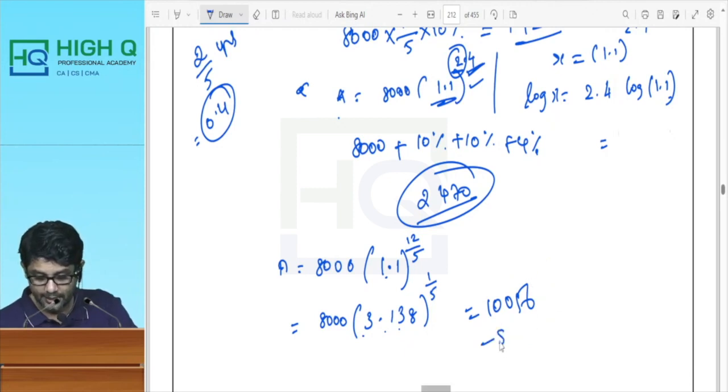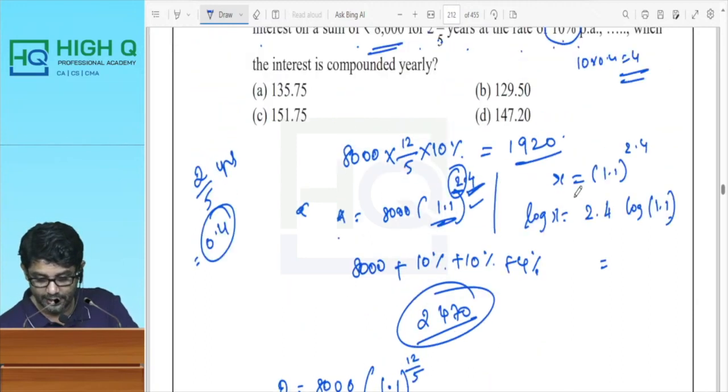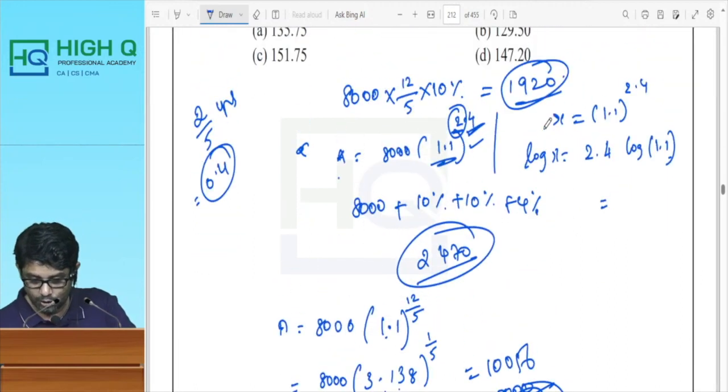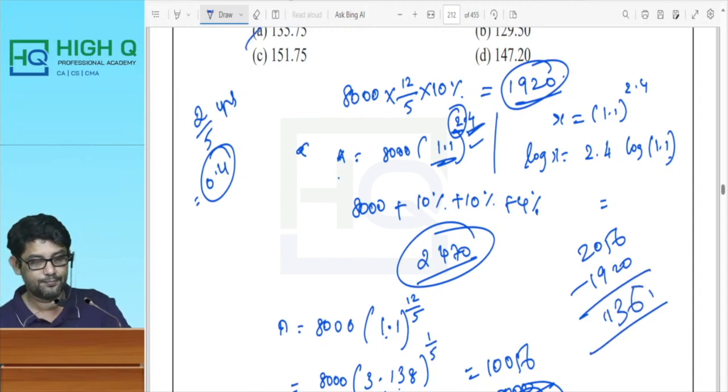Okay. Minus 8,000. What is it? 2,056. This is the compound interest. And what is the simple interest, my dear? 1,920. So 2,056 minus 1,920. What are you getting? 136 approximately. Option A.